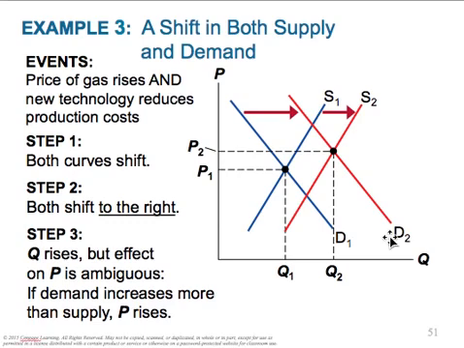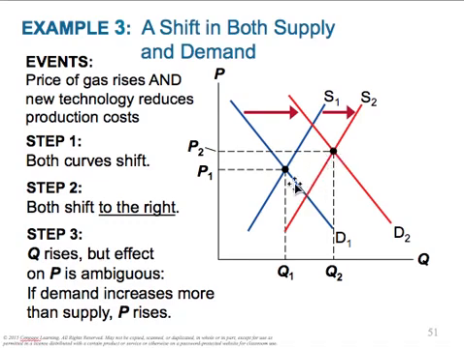Now your supplier, switch it up. New technology reduces your production costs. Means you're making more money per car. It's less expensive to make them, so you're going to supply more of something that you're making more money on. So both shift to the right. You go from S1 to S2. The new equilibrium in this simultaneous shift here, that's what we're considering it, is a simultaneous shift.